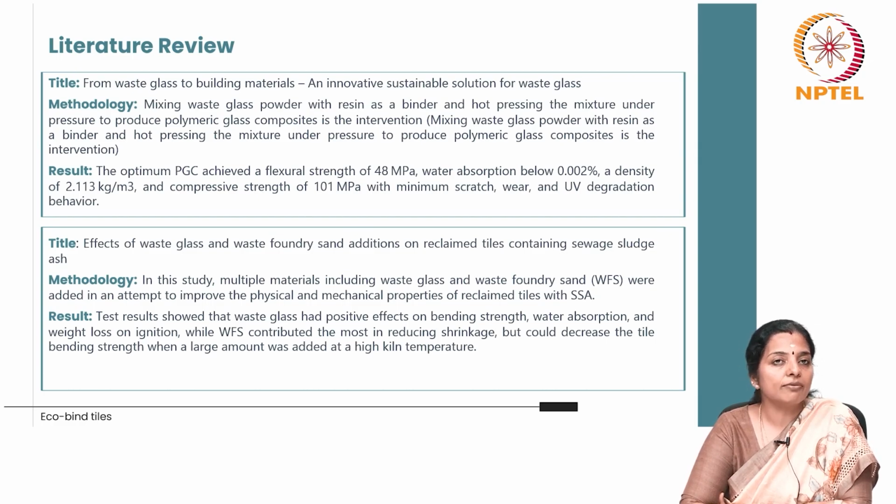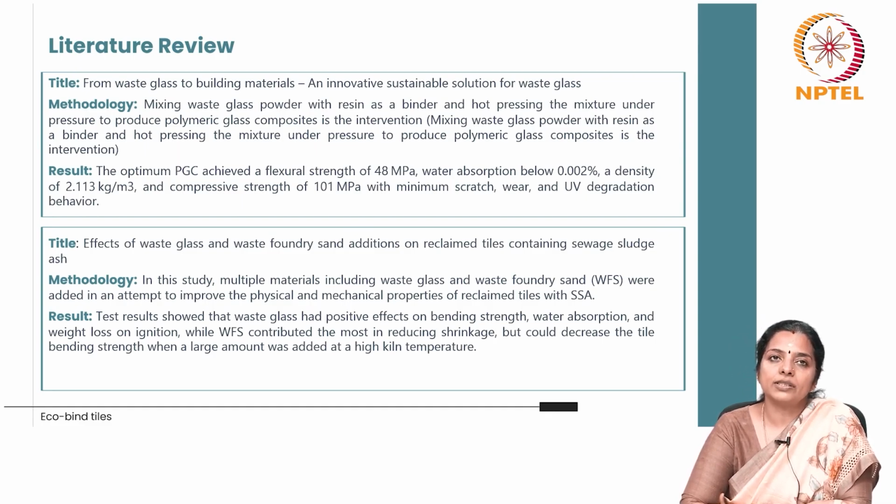Next study shows the effect of waste glass and waste foundry sand additions on reclaimed tiles containing sewage sludge ash. In this study, multiple materials including waste glass and waste foundry sand were added in an attempt to improve the physical and mechanical properties of reclaimed tiles. The test showed that the waste glass had a positive effect on the bending strength, water absorption and weight loss on ignition. The waste foundry sand contributed the most in reducing shrinkage, but could decrease the tile bending strength when a large amount was added at a high kiln temperature.